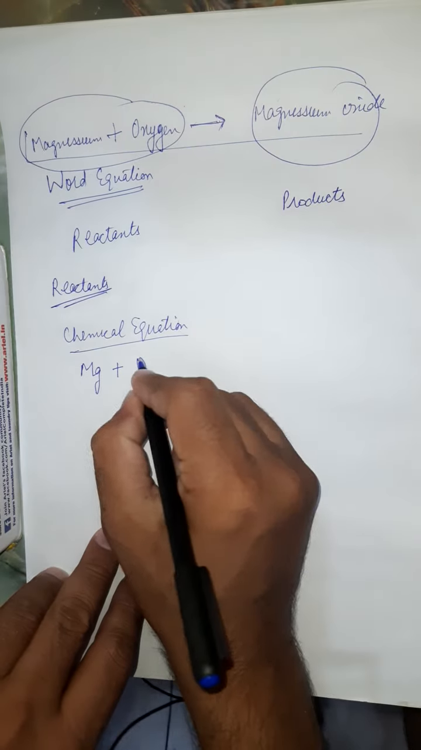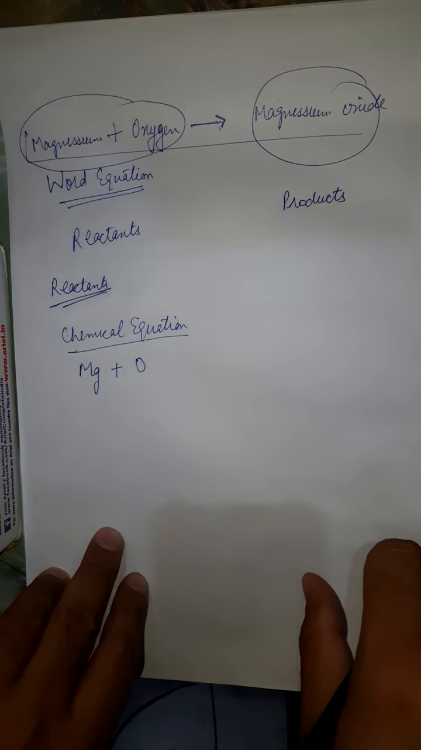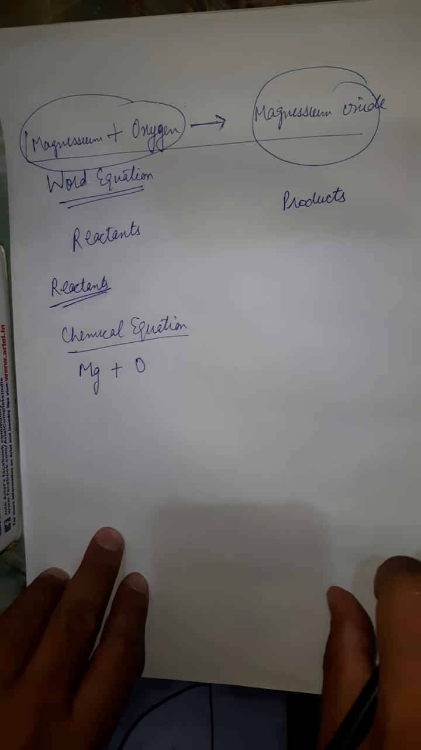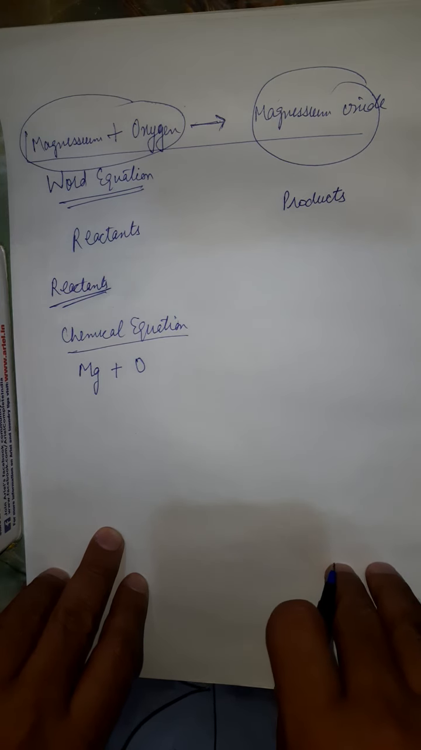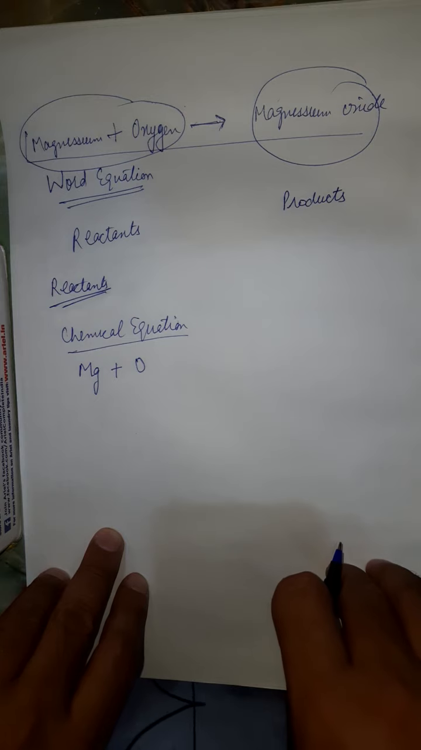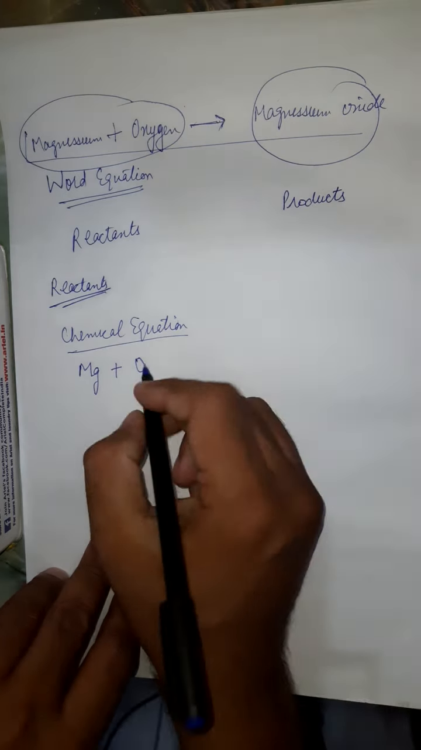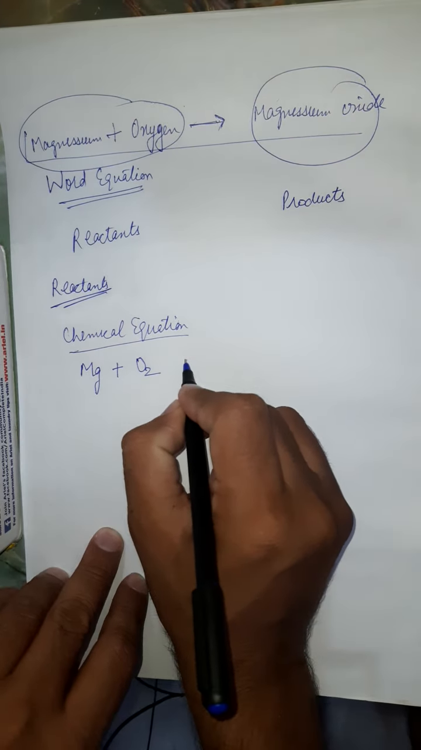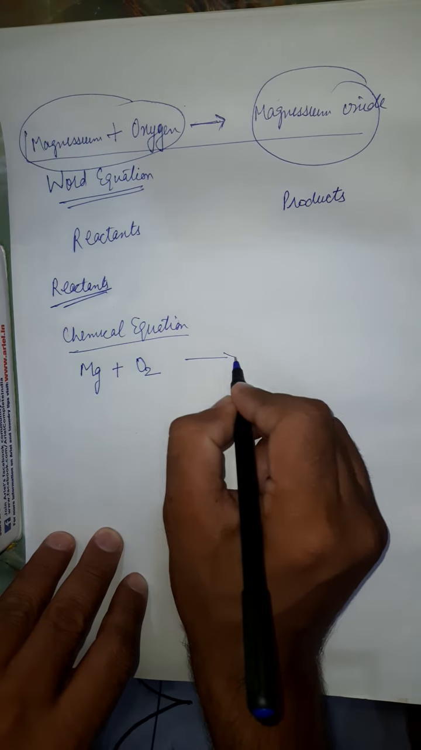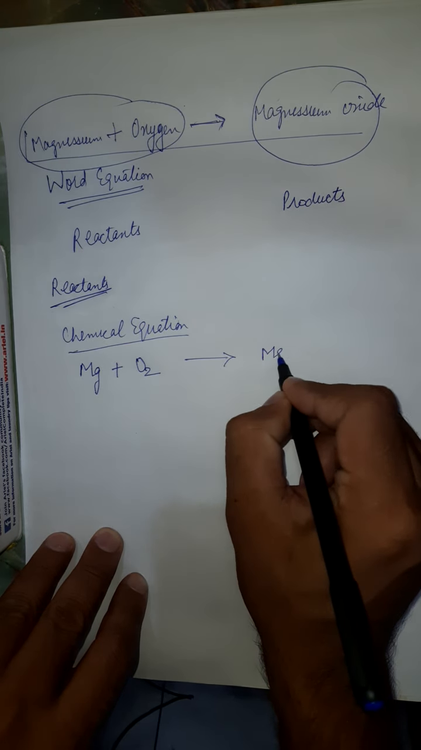It is O. But remember, in the last video I explained that in 10th class whenever they ask you oxygen, it means oxygen gas. So the oxygen gas symbol is O2, not O only. And then magnesium oxide, MgO.